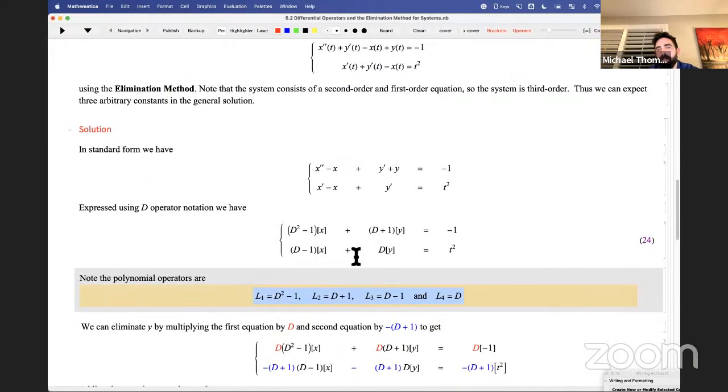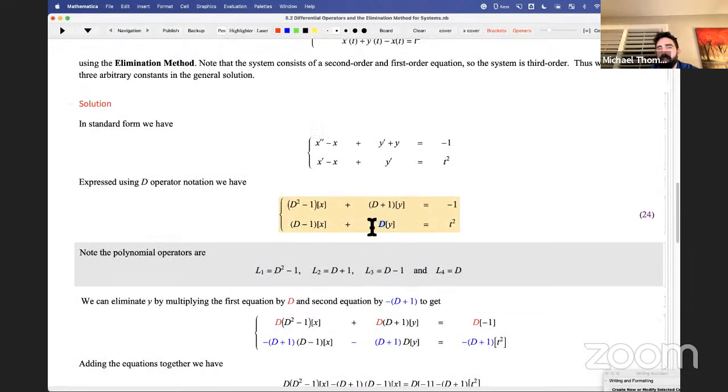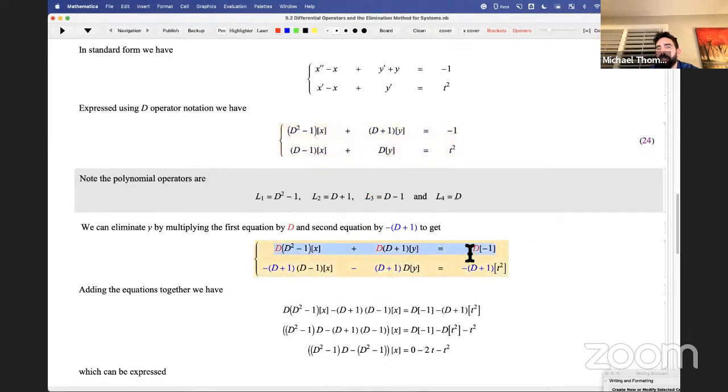Okay, so let's eliminate Y. This guy has a D plus 1 on Y, and this one's just a D on Y. So this guy's missing a D, and this guy's missing, let's say, a negative D plus 1. If we add them together, the Y's will cancel, to get an uncoupled equation in X. So let's multiply the first equation through by D and the second equation through by negative D plus 1. Now, when we add these two, they'll cancel.